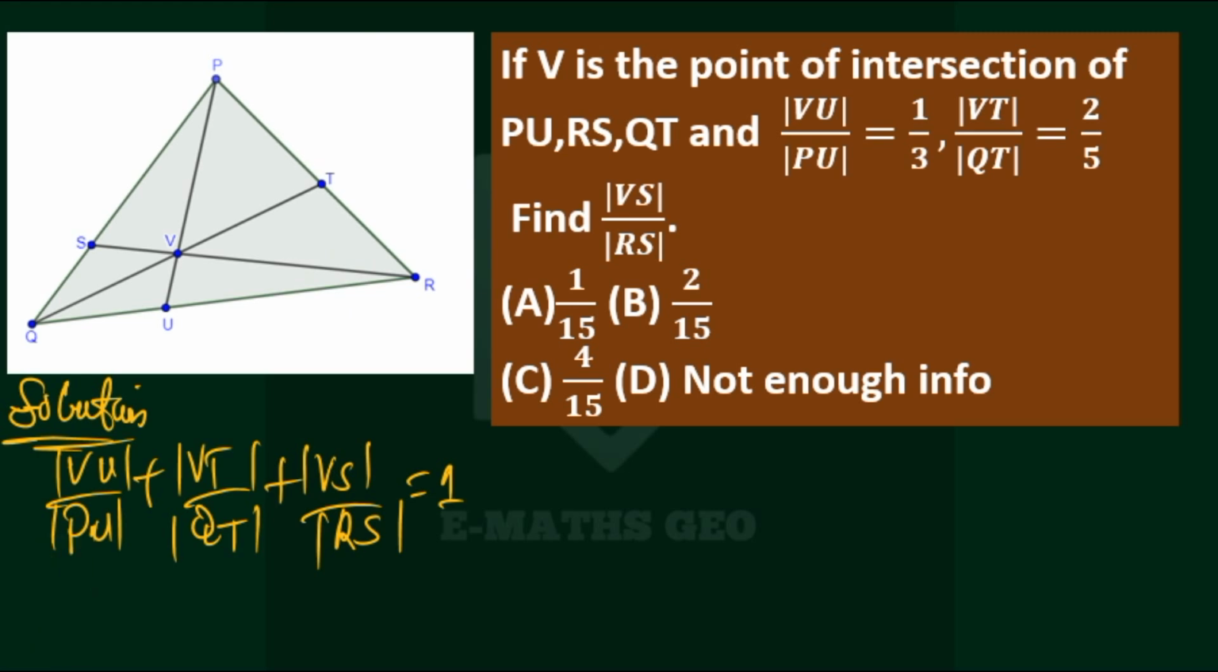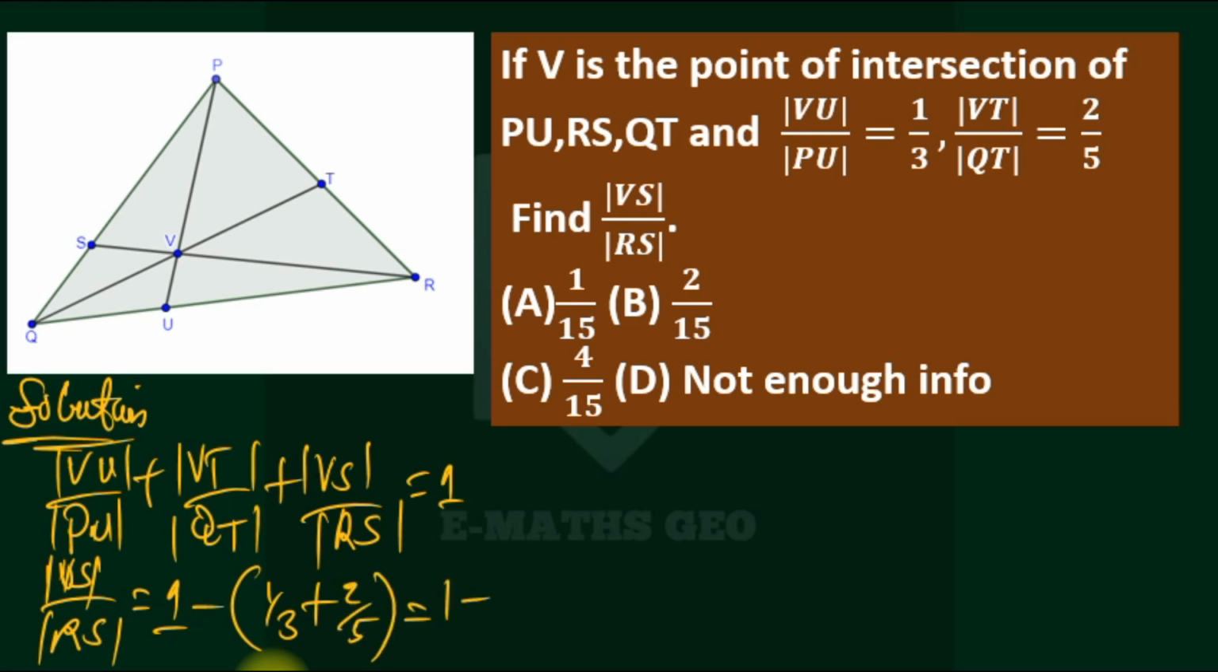So we are looking for VS over RS. Making it the subject of the formula, VS over RS is now equal to 1 minus the other ones. VU over PU, from the equation, is 1 over 3. So 1 over 3 plus VT over QT is 2 over 5. So this is 1 minus, this is 6 plus 5, that's 11 over 15. So our answer is 4 over 15. That should be option C.